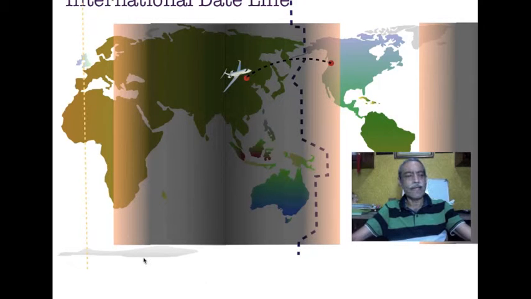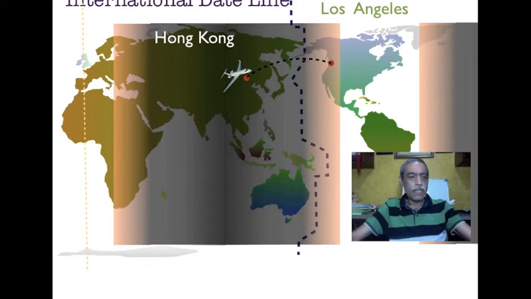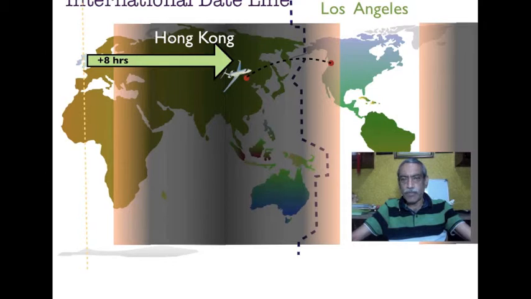Okay, let's see another example. But this time it is an example where the aircraft will cross the international date line. Let us take an example of a flight from Hong Kong to Los Angeles. Incidentally, Hong Kong is about 8 hours ahead of UTC. Before I proceed further, I want you to notice the slight changes in the map setup which I have made, the day and night timings and the graphics. I want you to notice that.